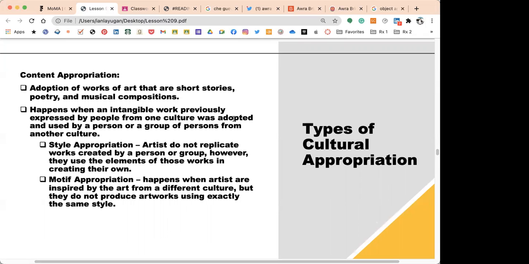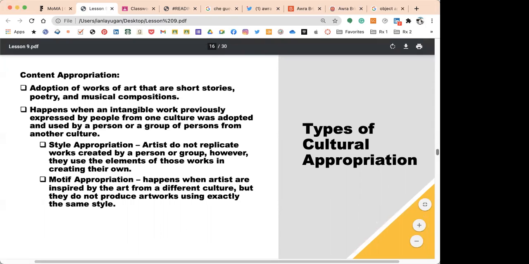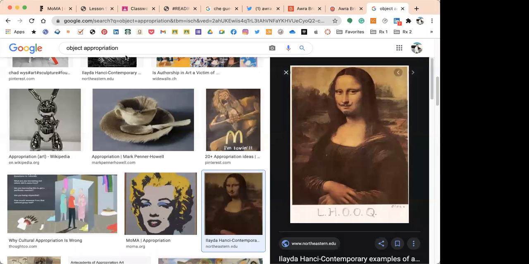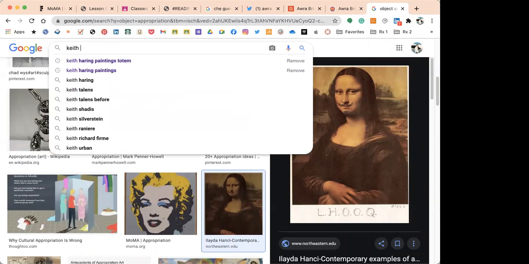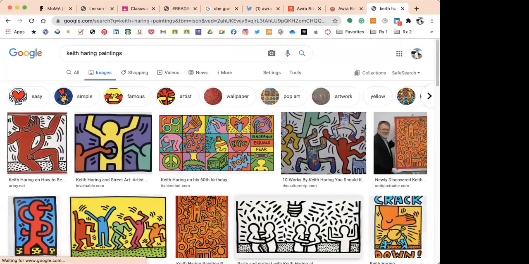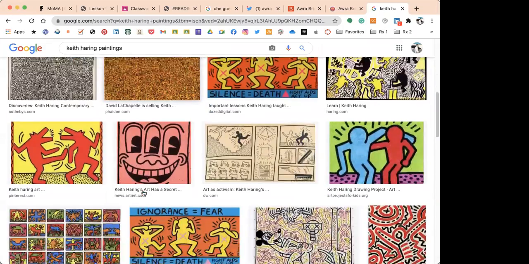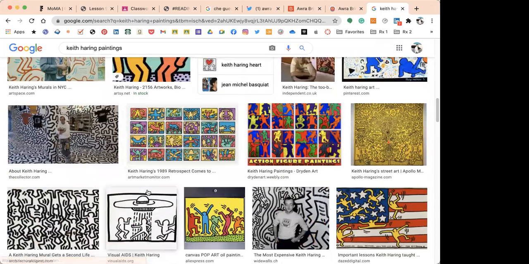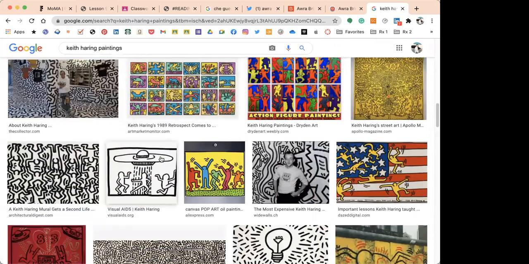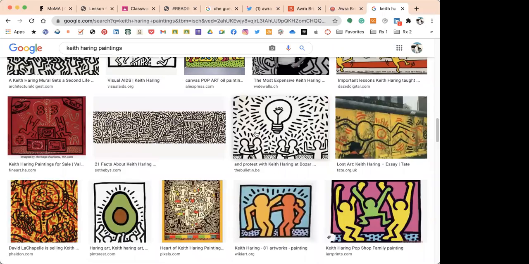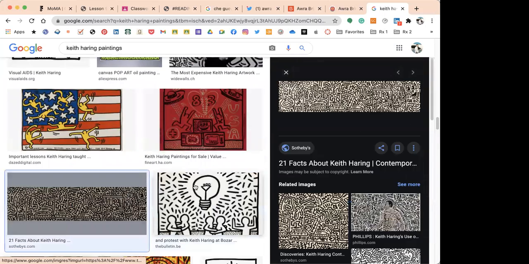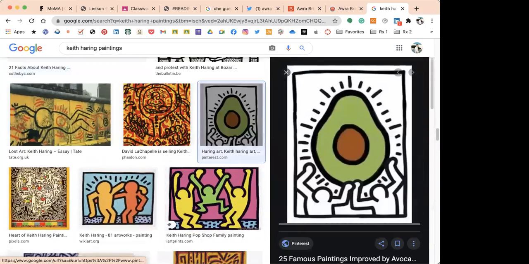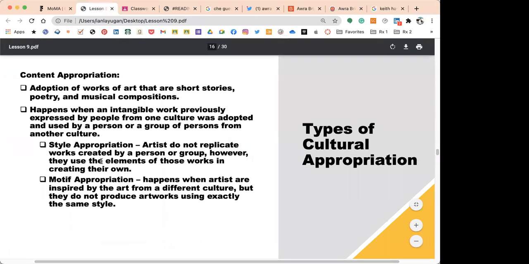So you will be doing a style appropriation later on. Just like the artist that I showed to you a while ago, if you're going to create an advertisement where you use the style of Keith Haring, di ba maraming ganito? There are many things that you see like this, the cartoon style. You don't really know which one is a Keith Haring anymore, but you're supposed to know that this is a Keith Haring style. Di ba? Just like doodles, mga ganyan. So if you use this in an advertisement, that's an example of style appropriation.